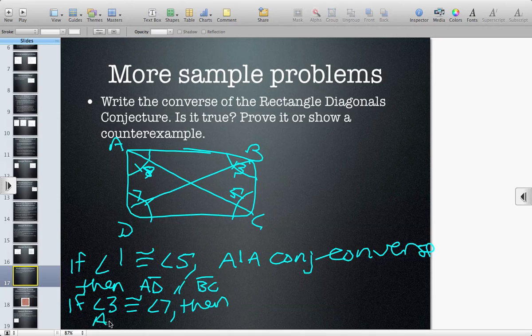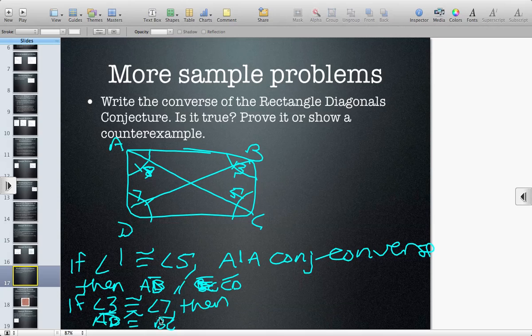AB, oops, I get my sides mixed up. AB, this should be AB and CD. Then this would be AD and BC. And again, because of the alternate interior angles conjecture converse. So if alternate interior angles are congruent, then the lines are parallel. So now I have opposite sides are parallel.